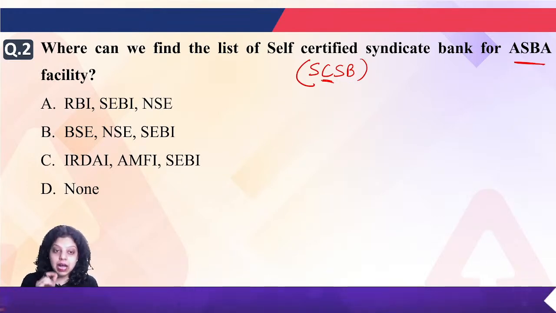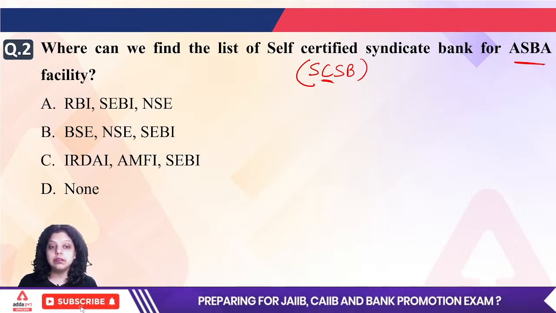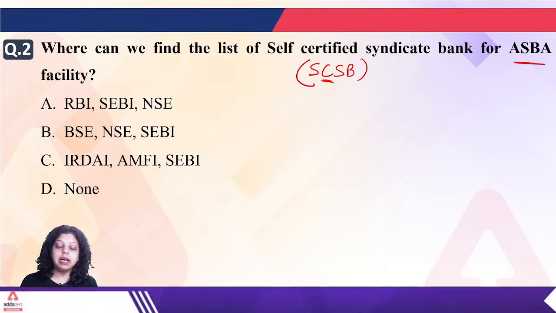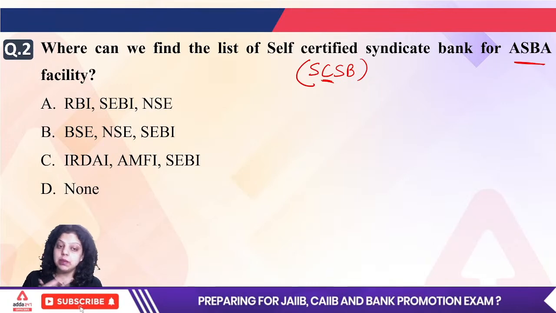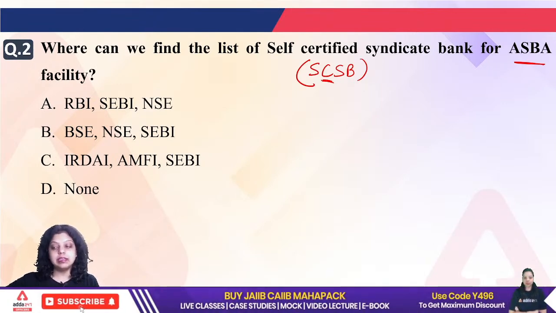Now ASBA is an application supported by blocked amount. It is an application given by the investor to their bank, in which the investor authorizes the bank to block this amount of money in my bank account so that I will be capable of purchasing this new issue.